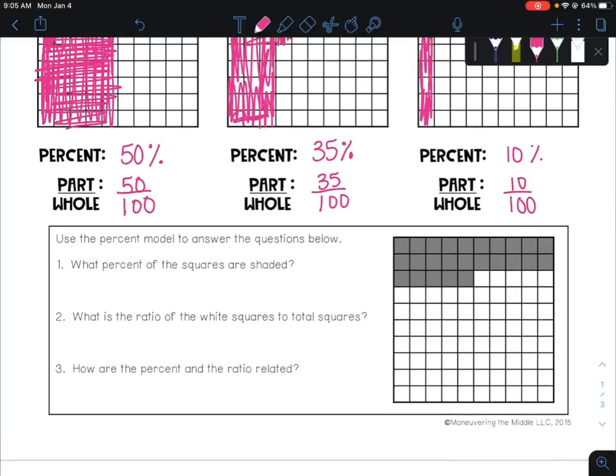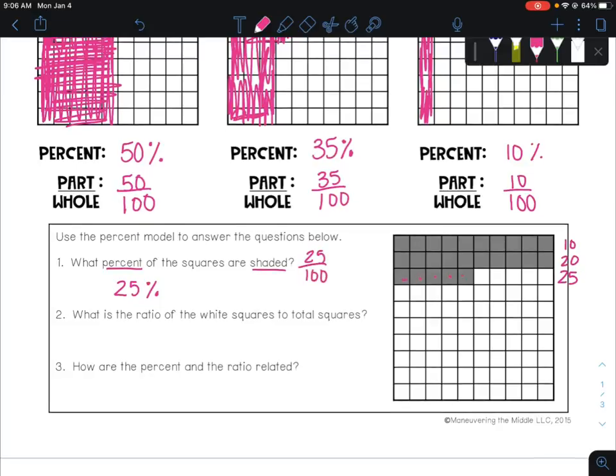Now we have a model, and we're going to answer questions about it, so sort of like working backwards. So what percent of the squares are shaded? So let's see, we've got 2 rows of 10. So that's going to be 10, 20, and then 5 more, so 25. So you would say 25 out of 100, which is 25%, because it's 25 out of 100.